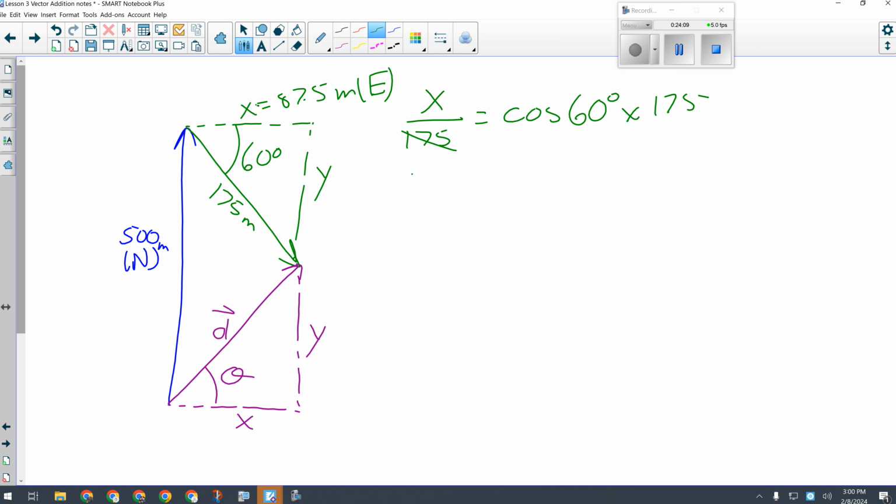So that means that y, the opposite side, over 175, the hypotenuse, equals the sine of 60. Sine of theta equals opposite over hypotenuse. So if I want to get y, I just multiply both sides by 175.